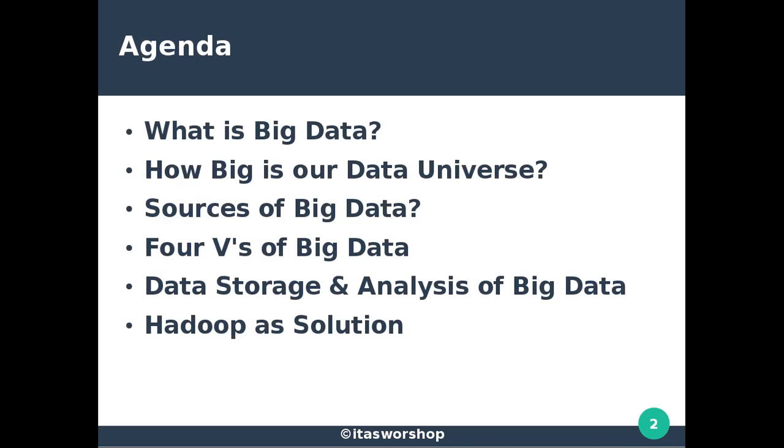So the agenda for today's talk is: what is big data, how big is our data universe, and what are the various sources of big data. Four V's of big data, what are those? Data storage and analysis of big data, and how Hadoop can be one solution for big data.